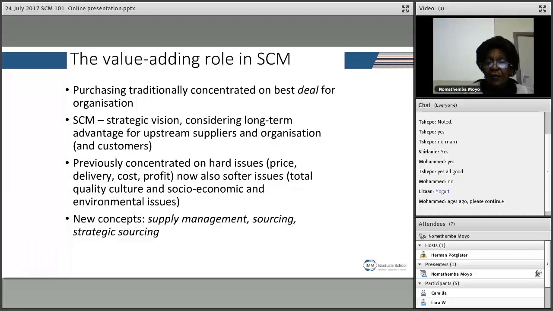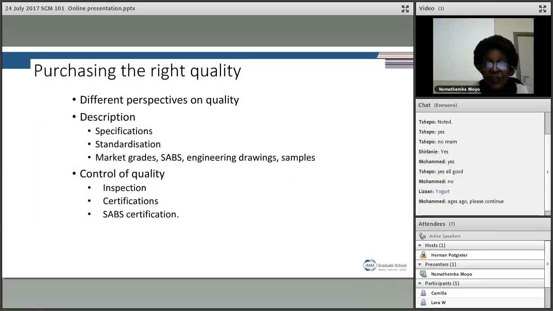Previously, we concentrated on hard issues like price, delivery, cost, profit. Now we also look at softer issues, that is the total quality culture and socio-economic and environmental issues. There are now new concepts such as supply chain management, sourcing, and strategic sourcing. All those are new concepts.